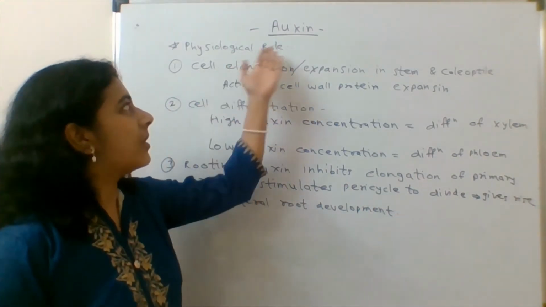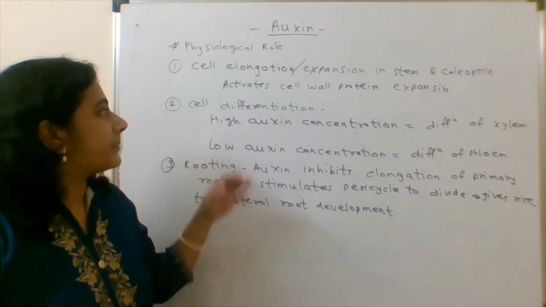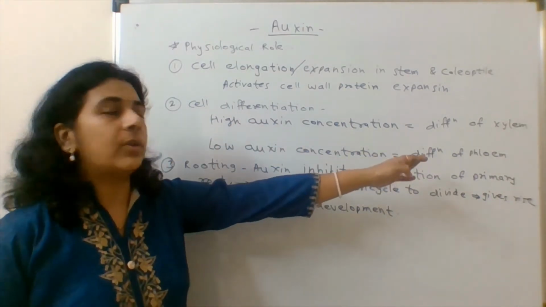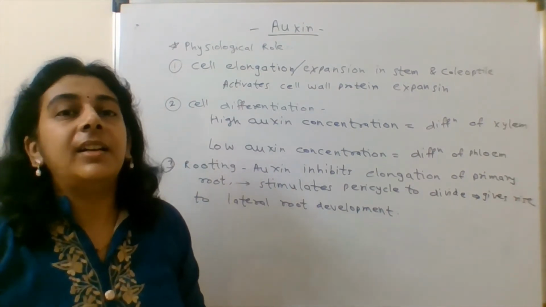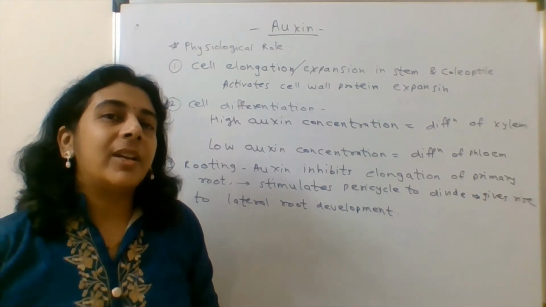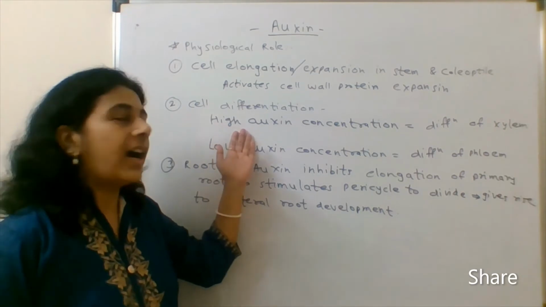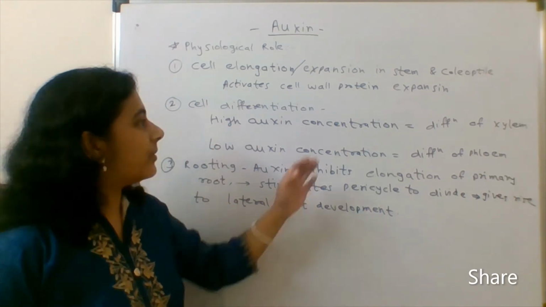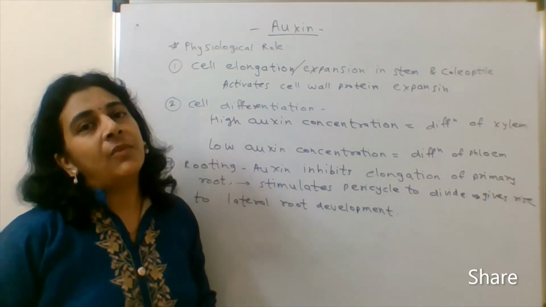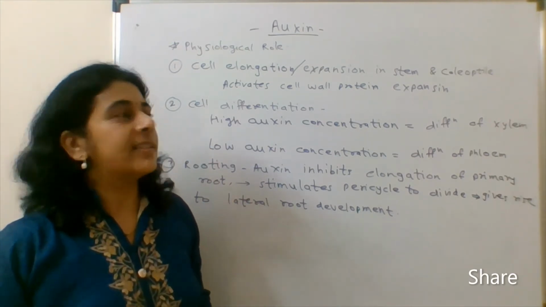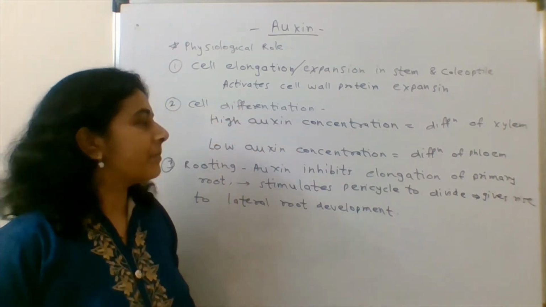Secondly, this auxin is related to cell differentiation. Means here the role in the xylem and phloem is there. Xylem are the tissues which are involved in the water conduction, while phloem are there for the food conduction. And here when high auxin concentration is there, we observe differentiation of xylem. In case of low auxin concentration, phloem get differentiated. So this is the role which is performed by auxin in reference to xylem and phloem.